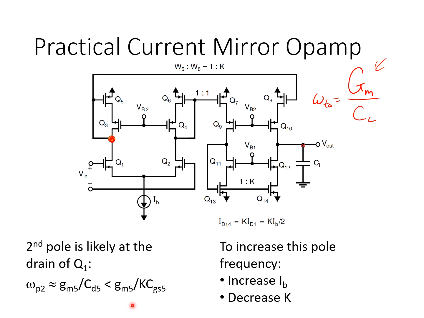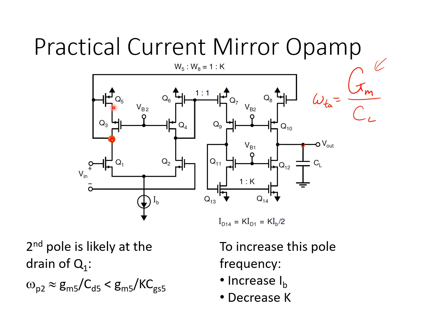So that's that, and the same is not true here. Here, the current mirror ratio is only 1 to 1, so CGS7 is not as large as CGS8. And then over here, you might say you've got a similar looking scenario, but in most technologies, the NMOS transistors will exhibit a higher carrier mobility, and therefore we might expect the GM of Q13 to be larger than the GM of Q5.